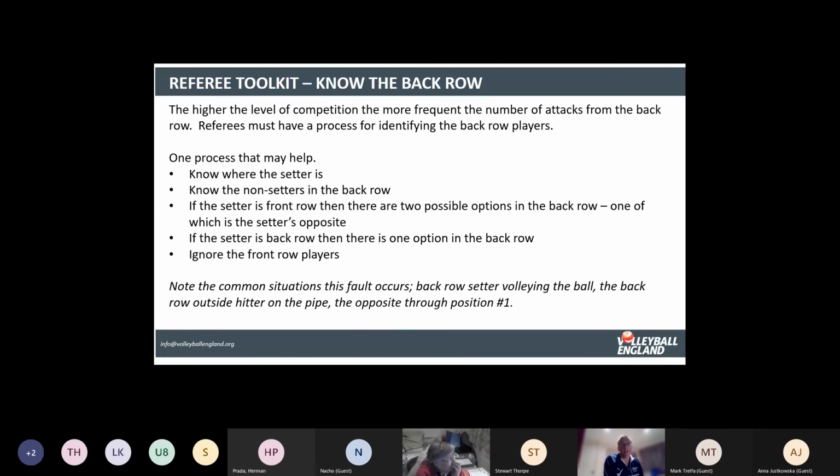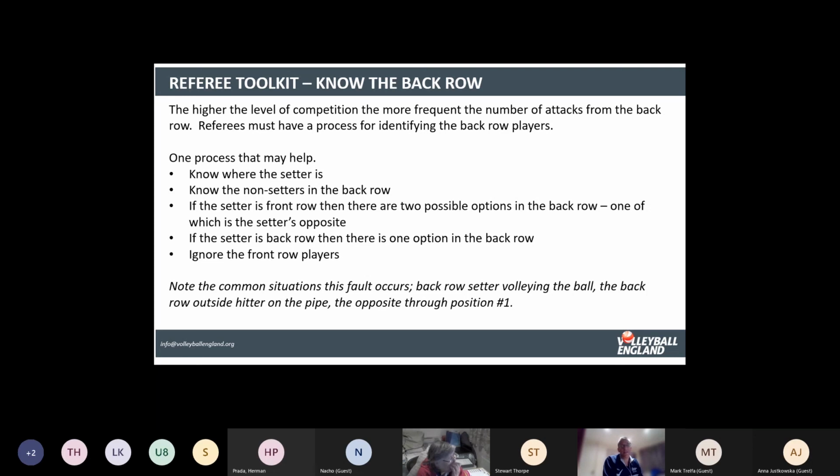One process that may help is something I try to do. When we looked at positions, rule 7, we talked about identifying your directing player to make sure that you knew where the setter was at all times. Because it's really important that you know where the setter is. And if you know where the setter is, then you'll know who the non-setters are in the back row.